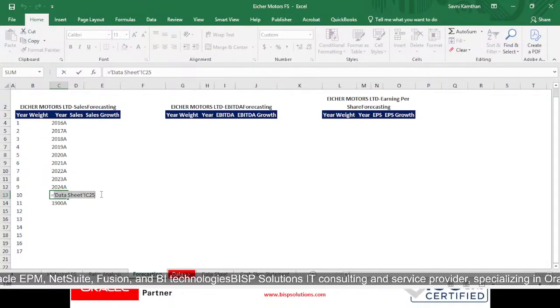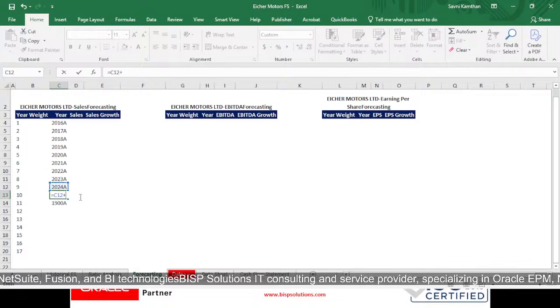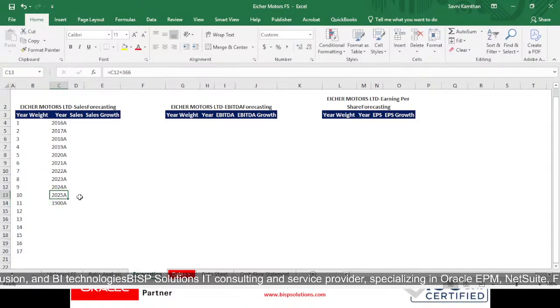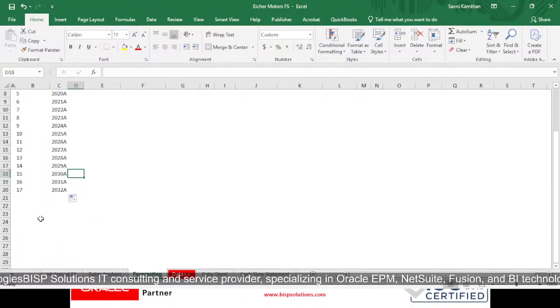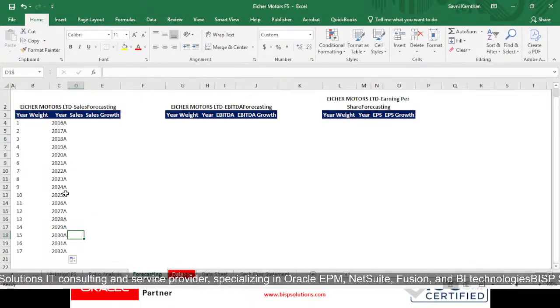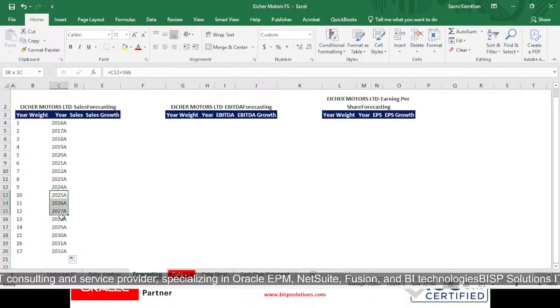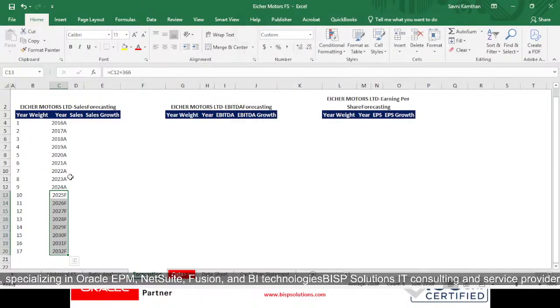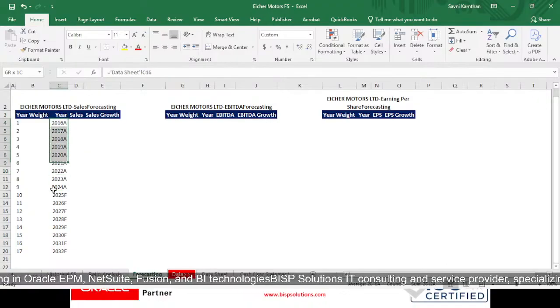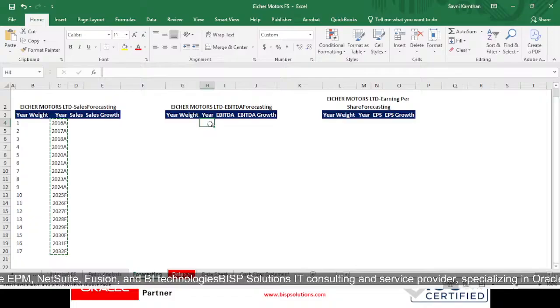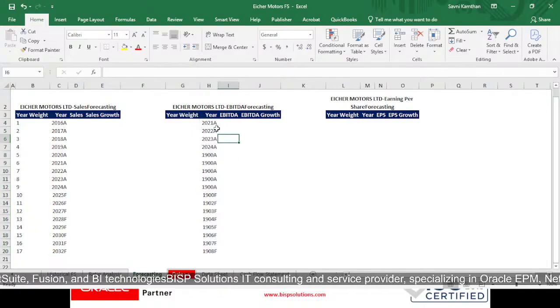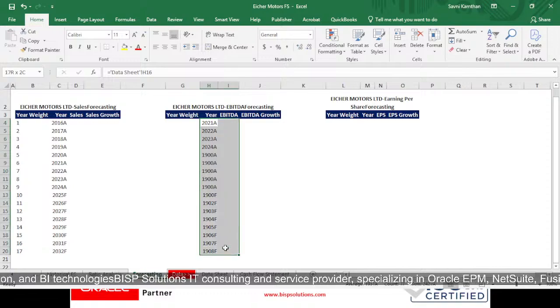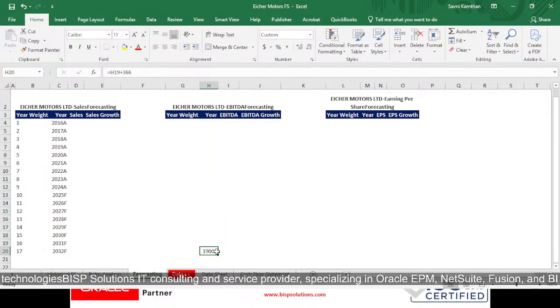And here it will be this plus 366 days. Now this much, and now what we will be doing, from 2025 to 2032 we will be making it F, as it is forecasted data, right? The same thing will be copied from here and pasted to this place. So it will be taking us to different data.